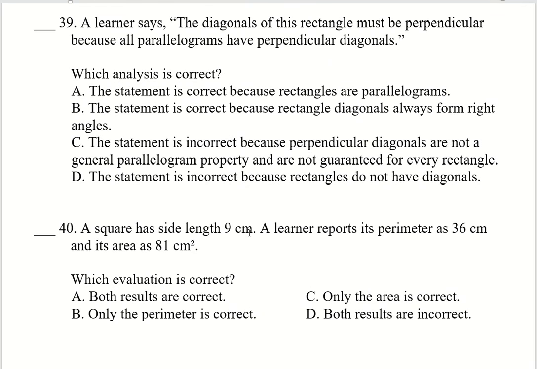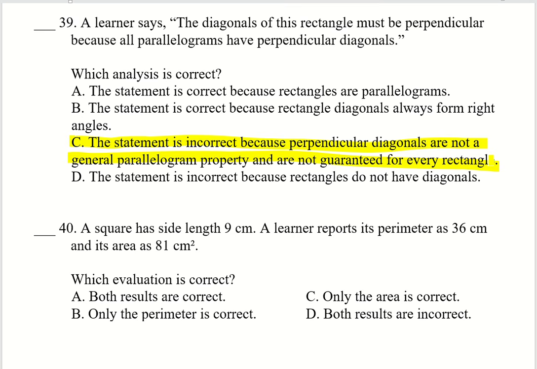39. A learner says the diagonals of this rectangle must be perpendicular because all parallelograms have perpendicular diagonals. Which analysis is correct? Okay, so that is incorrect, because hindi po lahat ay perpendicular. The statement is incorrect because perpendicular diagonals are not a general parallelogram property and are not guaranteed for every rectangle.